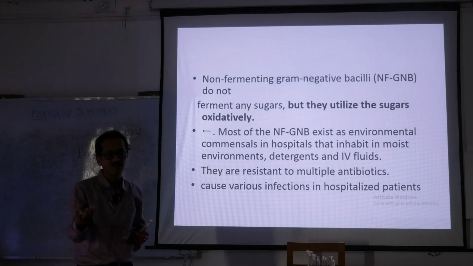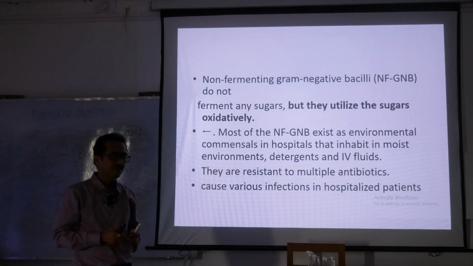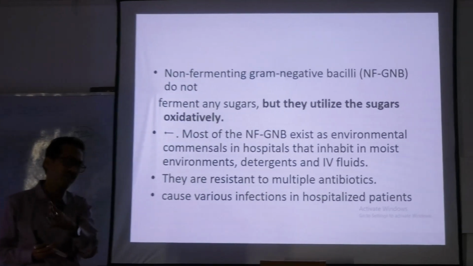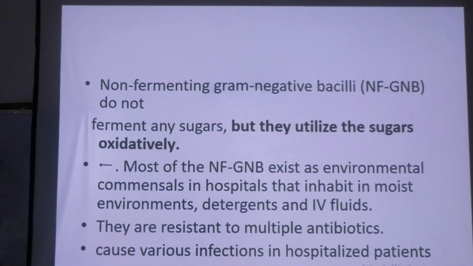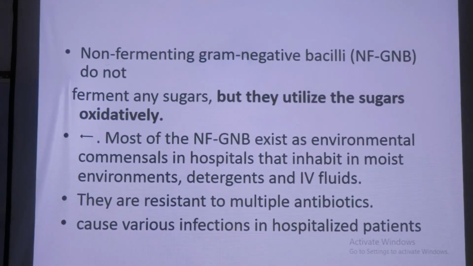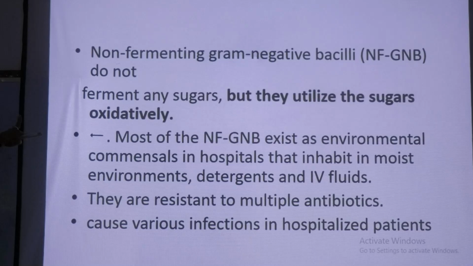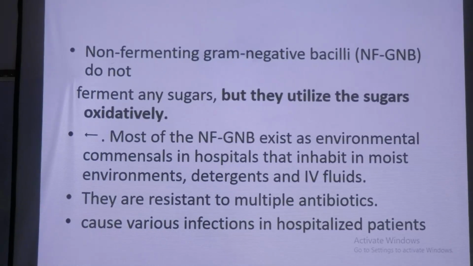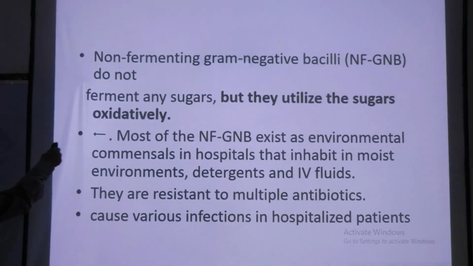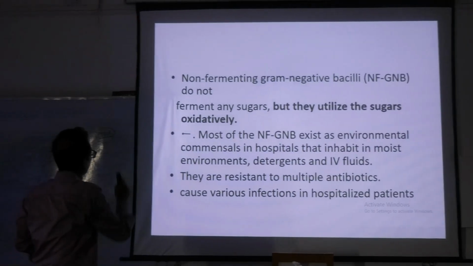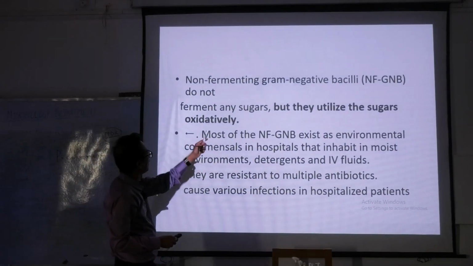If you get a plate in nutrient agar, you cannot see the lactose fermenting or non-lactose fermenting. If you get it in a MacConkey agar, you will get a non-lactose fermenting colony. But Pseudomonas's first point is non-fermenting gram-negative bacilli. They do not ferment any sugar, they utilize the sugar oxidatively. This is the first point you must remember.